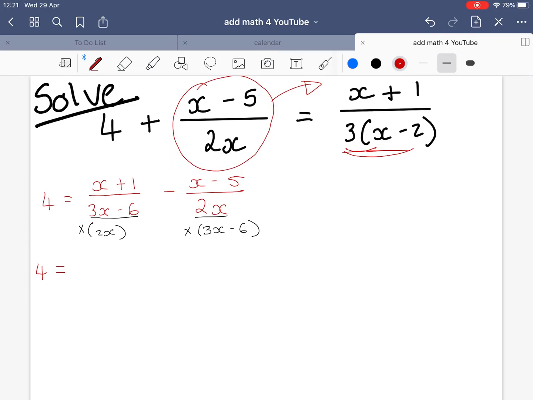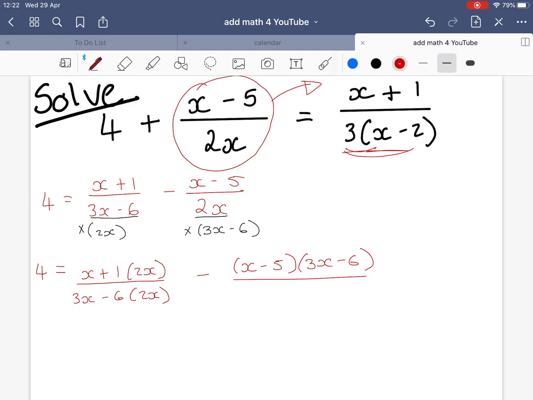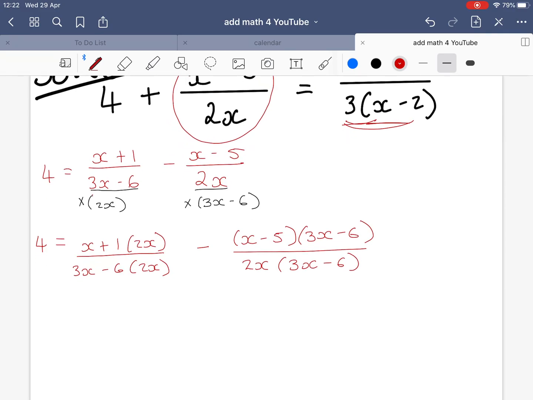So we're going to do the exact same thing. So we're going to do x plus 1 times 2x, and the bottom we're going to do 3x minus 6 times 2x, and we're subtracting the top one. I'm just going to put it in brackets because then that's 2 brackets going on because we've got 2 things happening. And the bottom we've got 2x times 3x minus 6. You can now see the denominators are both the same.